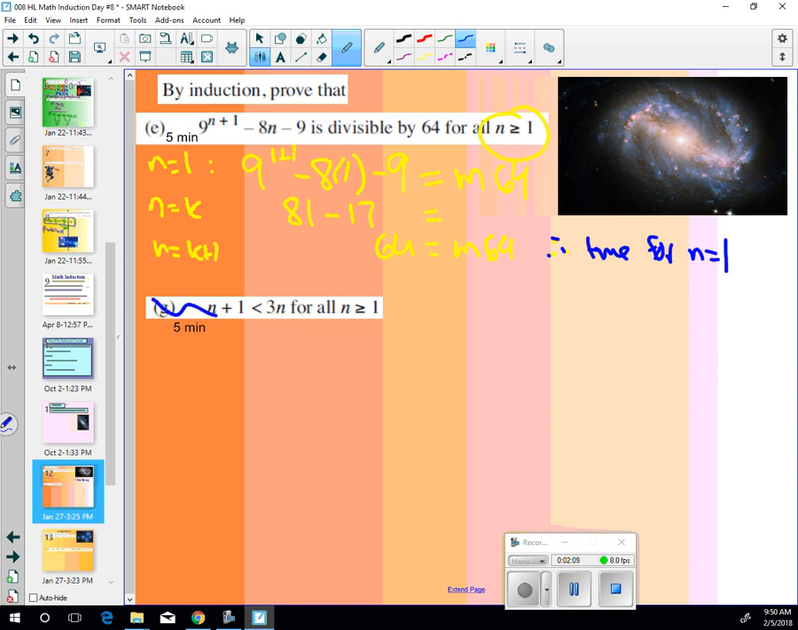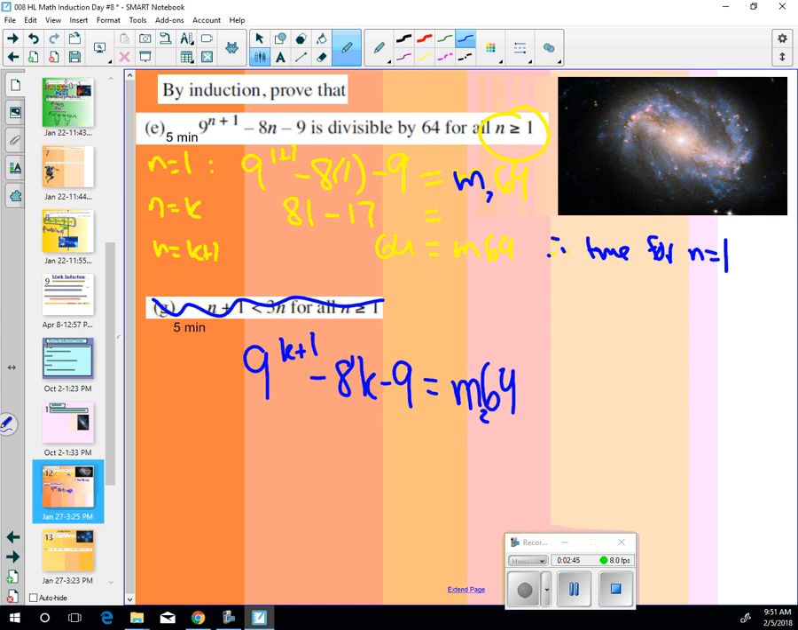Next, we're going to look at n equal to k. Now, this is my assumption statement. This is going to be used later. We just change all the n's into k's, but this is going to be, we'll call this some multiple M2 times 64. Let's call this M1, which is 1, and we'll call this one M2.